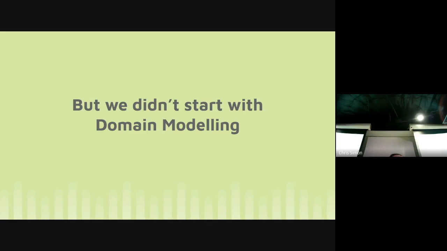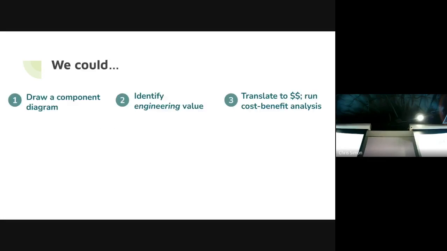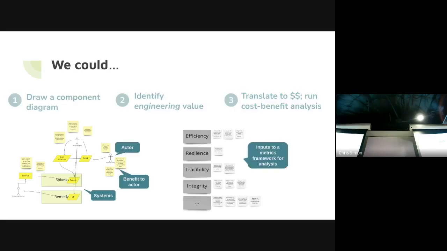So we didn't start with domain modeling. We started with trying to model the systems the way any good engineering team does. So, well, we started with a component diagram. And we thought that would help us identify the engineering value. And then we could translate that engineering value into a dollar value and run a cost benefit analysis.